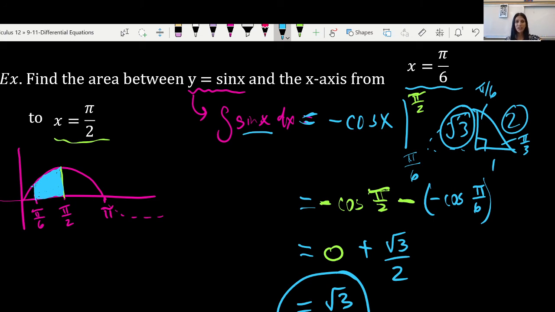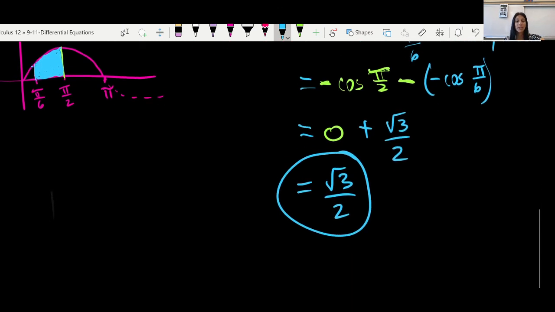Don't let the different functions throw you off. The last ones we just did were basic cubic and quadratic functions, and this time it was trig. So it doesn't matter what the original function is. Keep in mind that you're using that same pattern of finding the antiderivative, looking for the upper limit, subtracting the lower limit, and that gives you the area in between them.